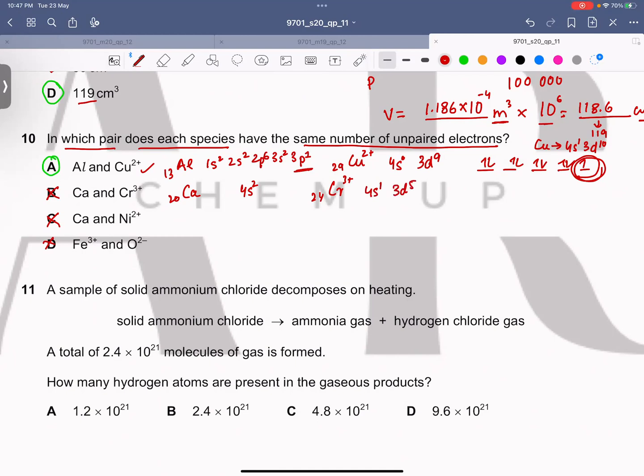If you consider chromium 3 positive, the electron from the 4s would be removed, and 2 electrons from 3d, which would give you 3d3. So 3d3 means 1 2 3. So see here, 3 unpaired electrons, and here no unpaired electrons. That's why calcium and chromium 3 positive could not be the answer. In the same way, you can justify C and D as well. Okay, let's move to question number 11.